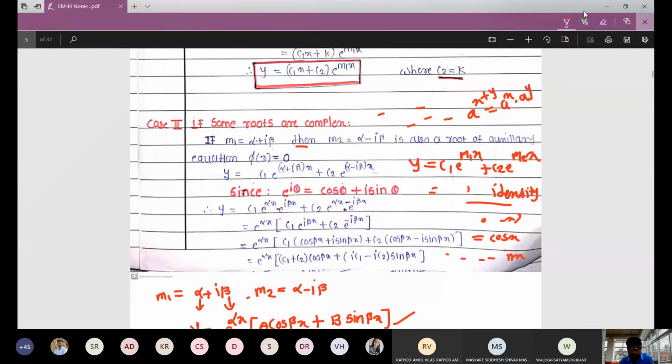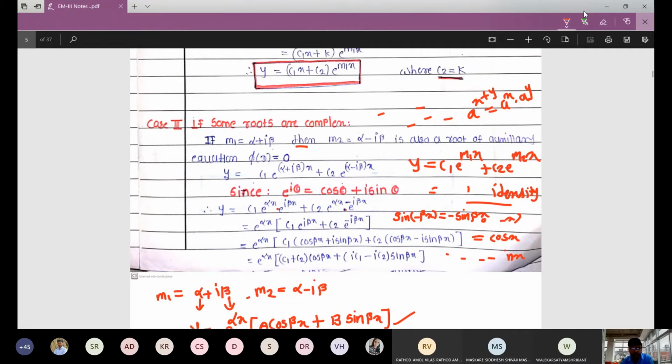Sine is an odd function, so sine of minus beta x is going to give you minus sine of beta x. That's why this minus sign is outside, and we have i times i that comes from this formula, i as it is, and because of this odd function we are getting a negative sign. So just club the terms of cos beta x and sin beta x together.